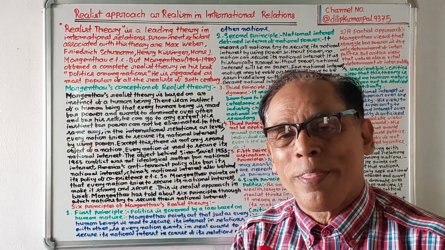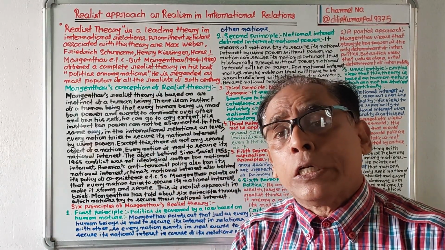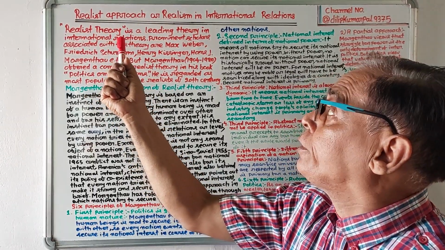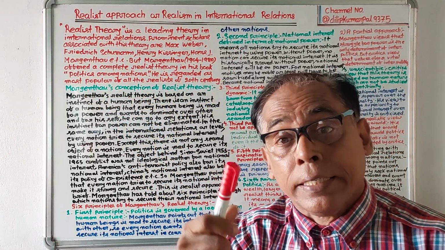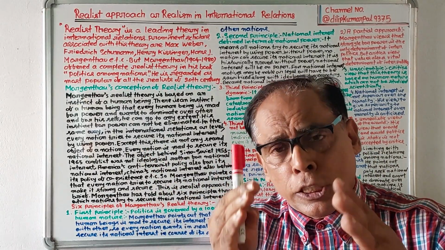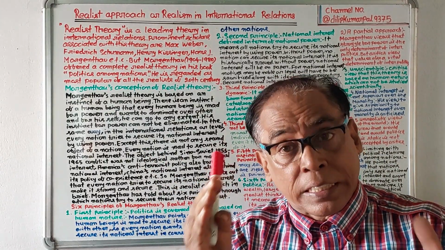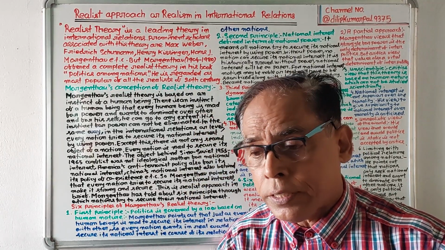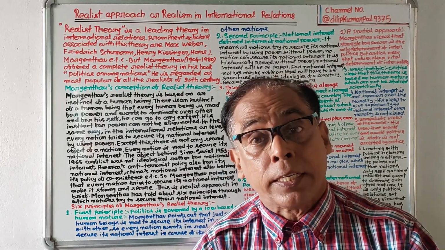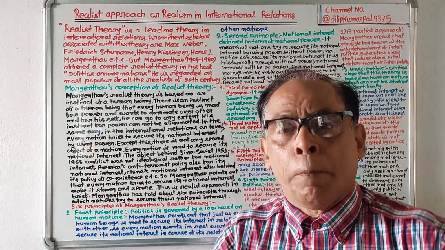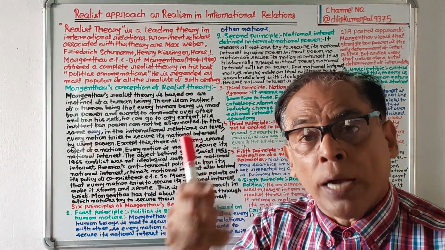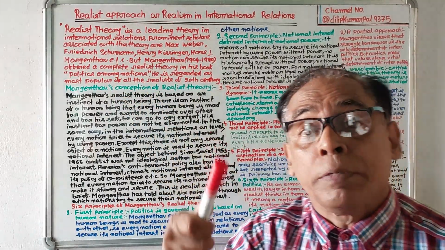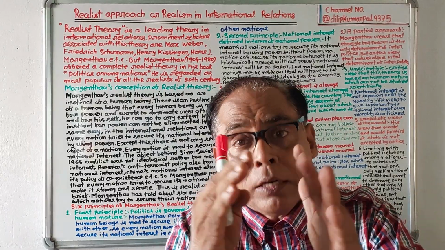I stand before you with a very important topic, which is realist approach or realism in international relations. It is found in paper number 7 of third semester, and the name of the paper is Perspectives on International Relations.